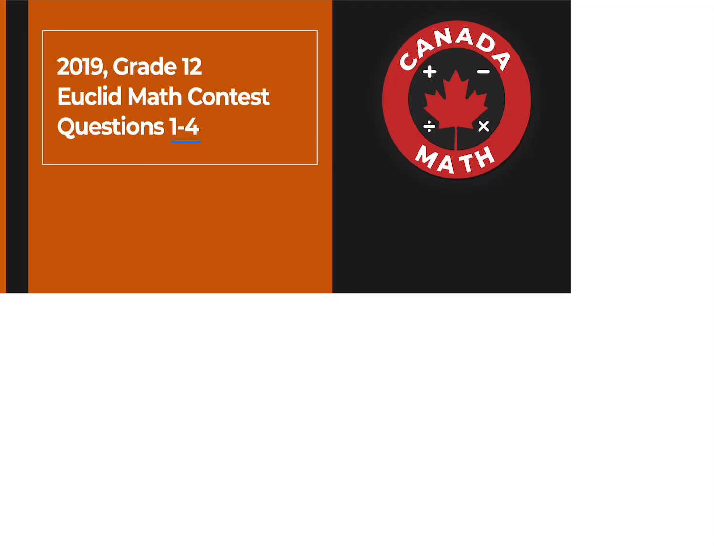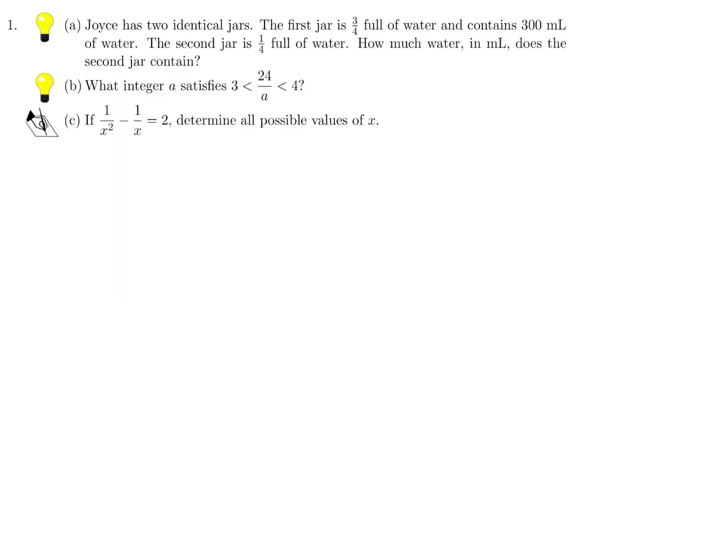Questions 1 through 4 on the 2019 Grade 12 Euclid Math Contest. Joyce has two identical jars. The first jar is 3/4 full of water and contains 300 mLs of water. The second jar is 1/4 full of water. How much water in mLs does the second jar contain?